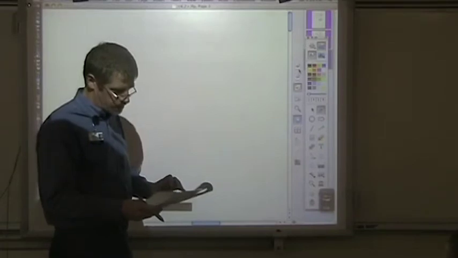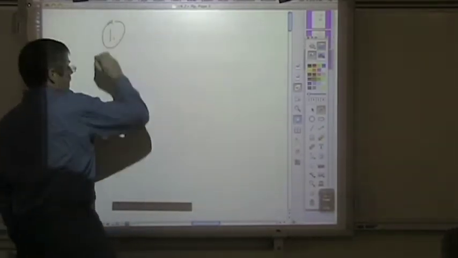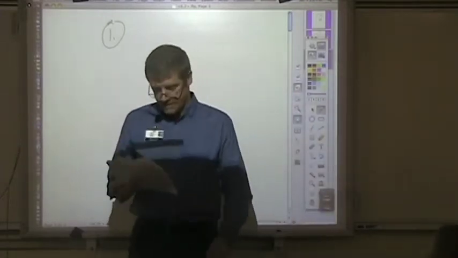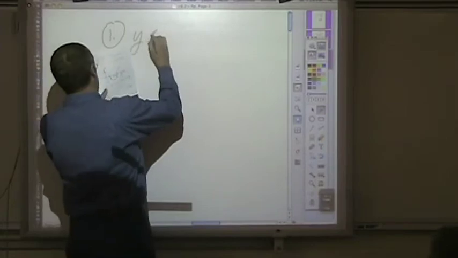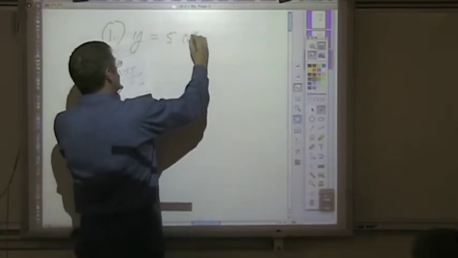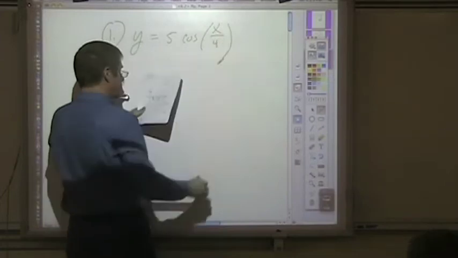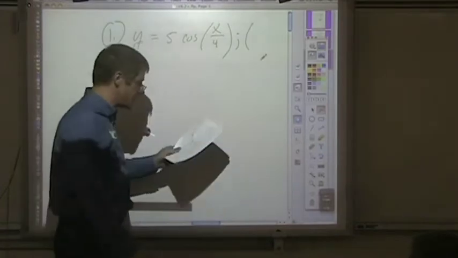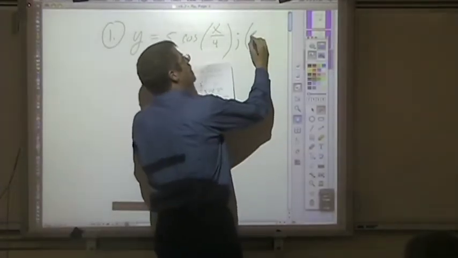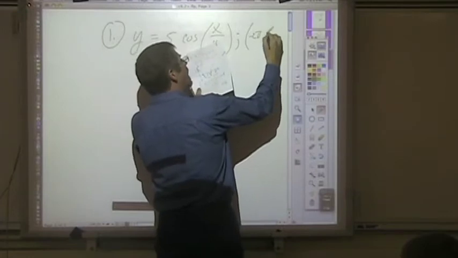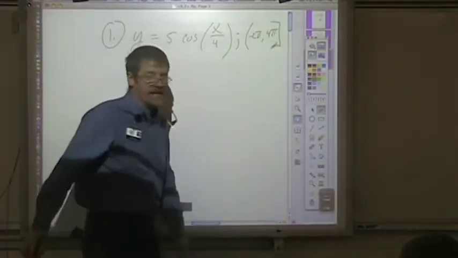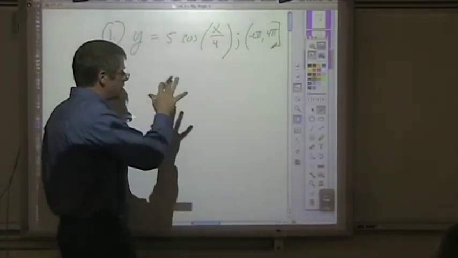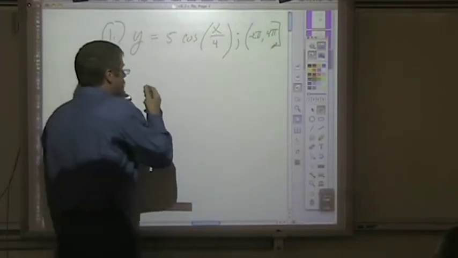So here we go. Our first problem for today, number 1. Number 1 is y equals 5 cosine of x over 4, and the interval on which I want you to sketch this graph is negative 2 pi, comma 4 pi, with a parenthesis on the left and a square bracket on the right. And so here's the plan. Let's first of all figure out what the period is and the amplitude.